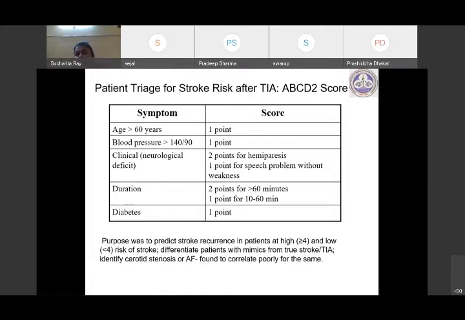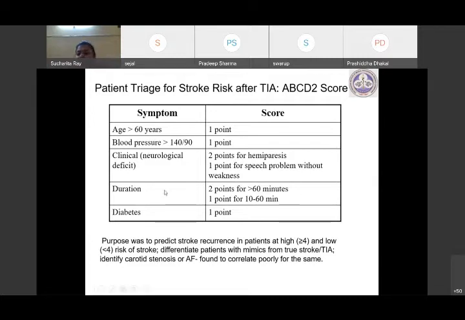Let's talk about the 72-year-old diabetic hypertensive who's having 5 episodes in the last 1 hour. Age 72, more than 60, 1 point. Hypertensive, let's say the BP is more than 140, 1 point, right? Clinical deficit, no hemiparesis, but upper limb weakness is there. There is no speech problem, for example. So in this particular patient, you will have 1 point for speech problem without weakness, and you have 2 points for hemiparesis. The patient does not have hemiparesis, but maybe the patient has complained to you of some weakness which has been resolving. So you might consider giving him 2 points, but you hold it, okay?